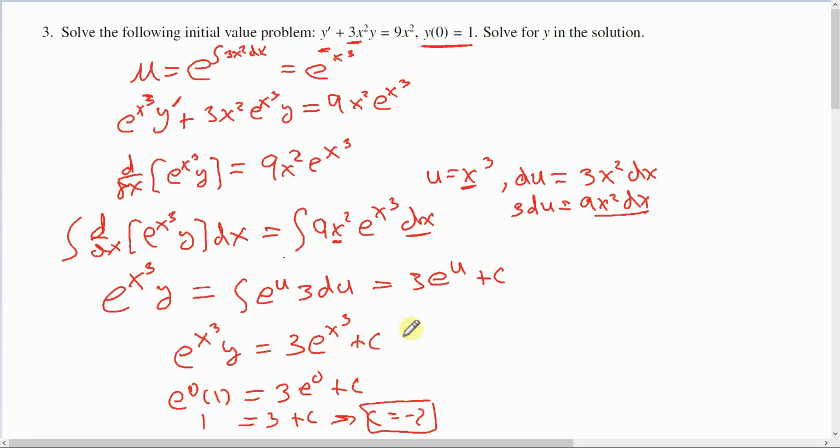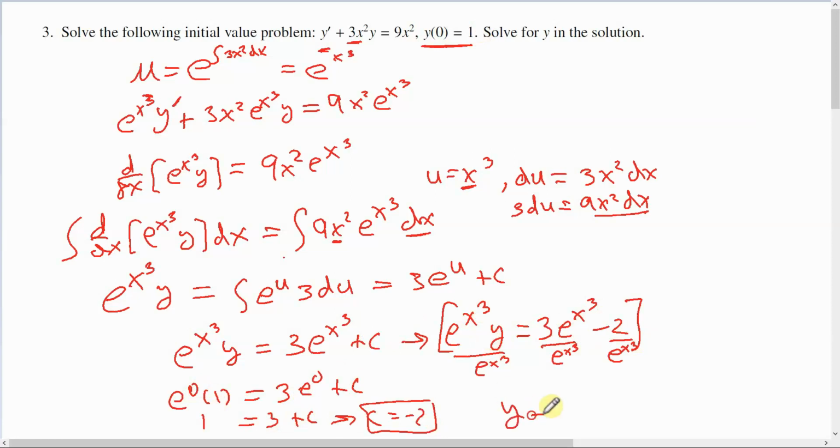Alright, so putting that back in, I get e to the x cubed times y equals 3e to the x cubed minus 2. And then I need to get rid of this e to the x cubed, and I'll do that by multiplying through or dividing by e to the x cubed, if you want to say it that way. That's probably the easiest way to do it. Just say divide by e to the x cubed on both sides. That means every term. So my final answer, canceling out here, you get y.